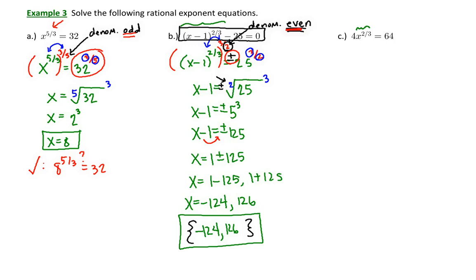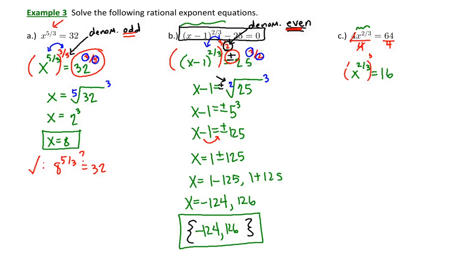The first thing I need to do in this equation is divide both sides by 4. So we end up with x to the 2/3 equals 16. 64 divided by 4 is 16. Then we're going to raise both sides to the reciprocal of the rational exponent. I have 2/3, so I'm going to flip it over to 3/2 on both sides. Now remember, we have the case where we have an even denominator. So that means we're going to get two possible answers, one positive and one negative.